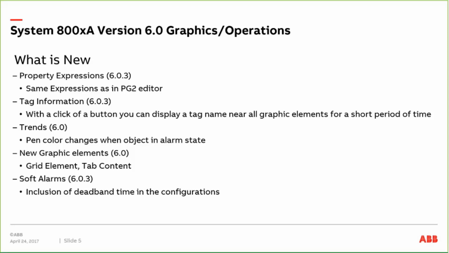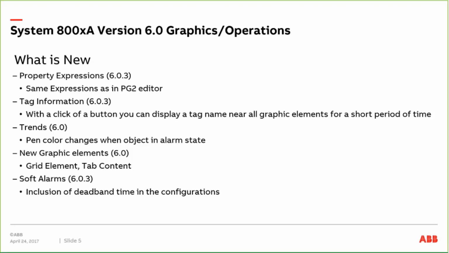What's new in 6.03 also is tag information. What this allows for is by a click of a button, a small display will appear next to the graphic element, giving the tag name for that element. And you can also put in some other information there like tag description. It's only displayed for a very short period of time, like 3 to 10 seconds, and then it fades back out. It's just used for when you want to see what a tag name is quickly instead of actually having to open that element. You can just press a button to have that displayed.